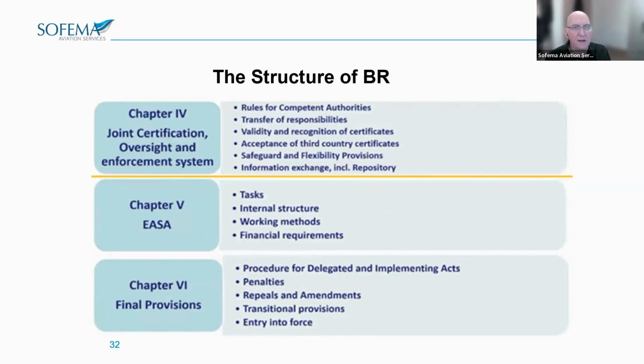Chapter 4 is about joint oversight and enforcement, and is where the basic requirements for delegating the responsibility for managing and overseeing the aviation regulations to the national airworthiness authorities in each EU member state are set out. The NAAs in each state are known as the competent authorities, competent in the sense of being able to enforce the regulations and having the knowledge and the oversight to do so.